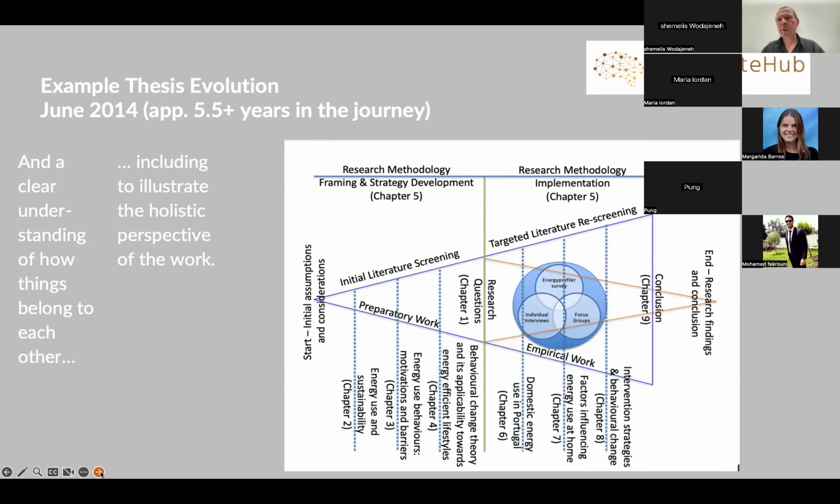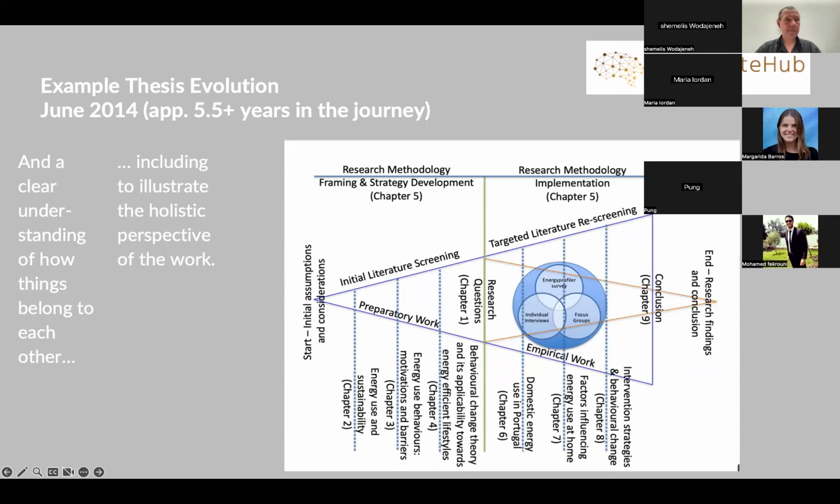And as you see here now, what was before still question marks in the lower end has finally become very specific names, so you can understand that chapter 1, chapter 2 was on energy use and sustainability, chapter 3, energy use behavior, motivational barriers, and behavioral change theory and its applicability to energy efficient lifestyle. So those are 3 literature discussions that all link up and build up and are translated afterwards into the data chapter, and then also through the literature from start to end.